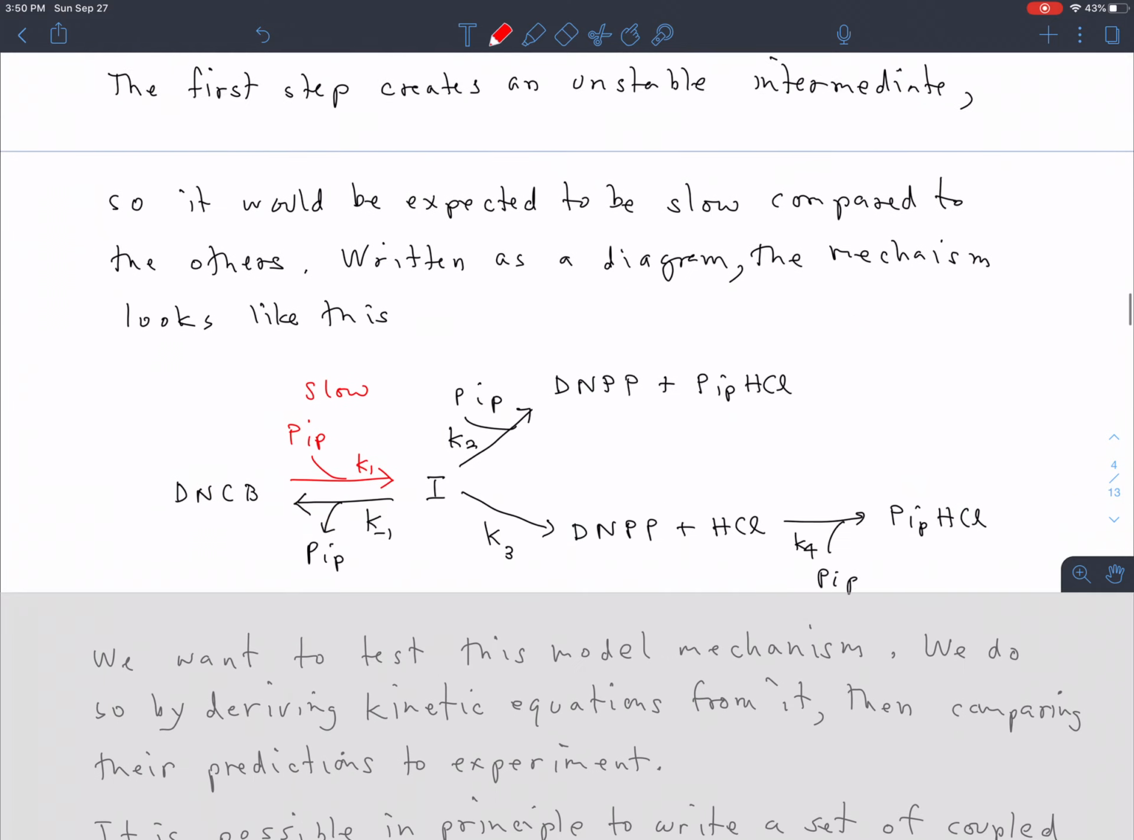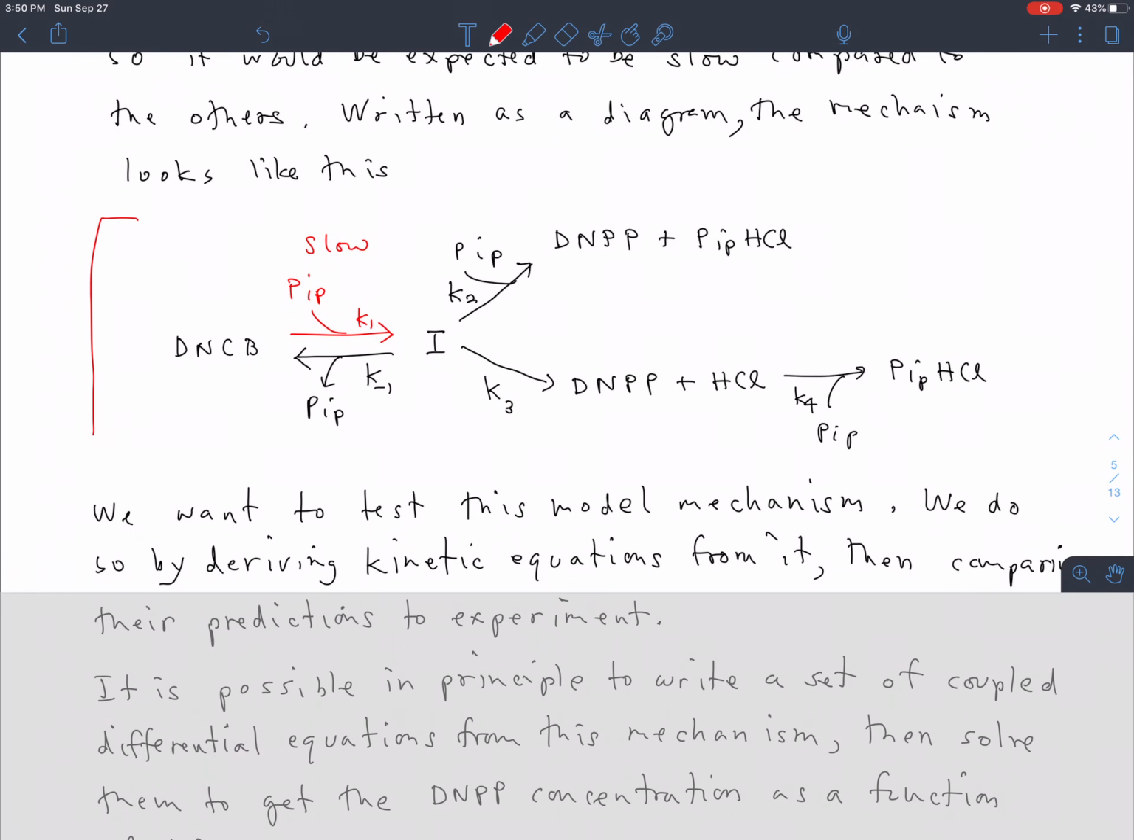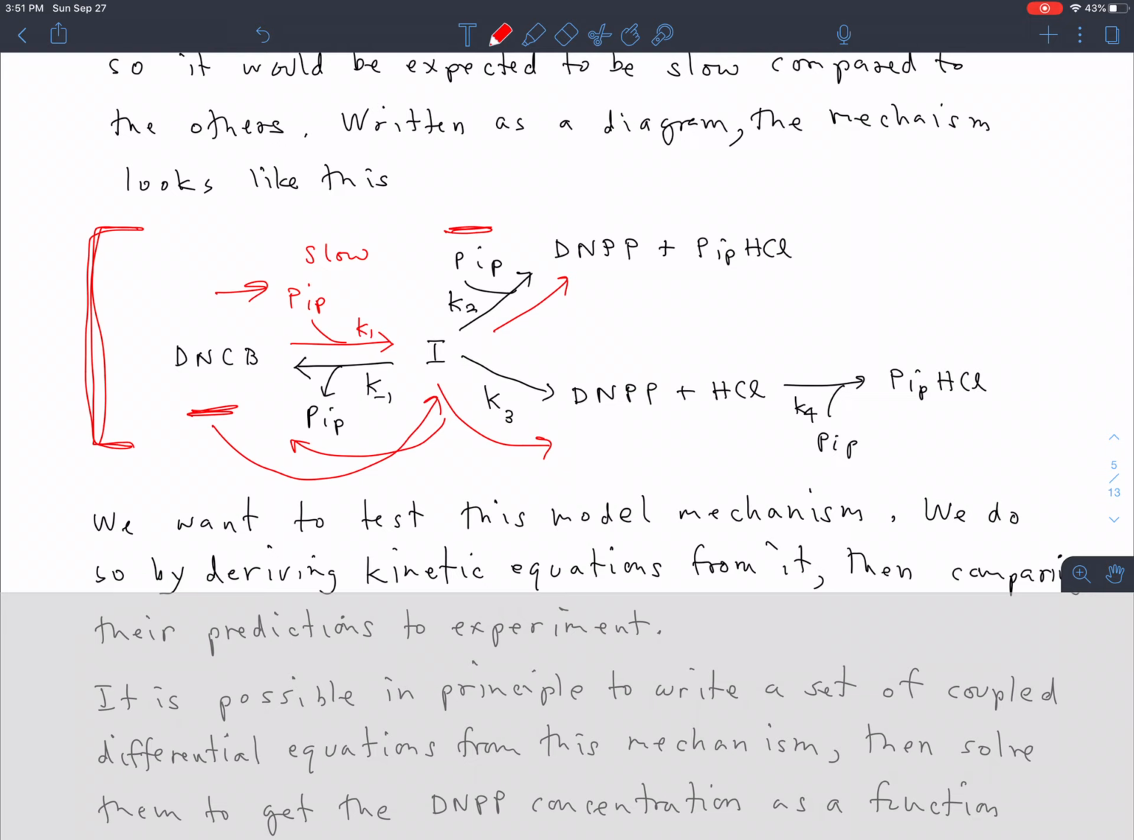So the next part of the process, well, here's something that helps to analyze that mechanism. We can write the mechanism down as a flow diagram like this, where DNCB goes to intermediate by reacting with piperidine, and then the intermediate can go either back to reactants or forward by reaction with piperidine, or forward by just breaking down all by itself. And once it's broken down into DNPP and HCl, the HCl can react further with the piperidine. So that's the same 5-step mechanism we talked about earlier, but written out as a flow diagram. And that helps us to see how things are working with the mechanism.